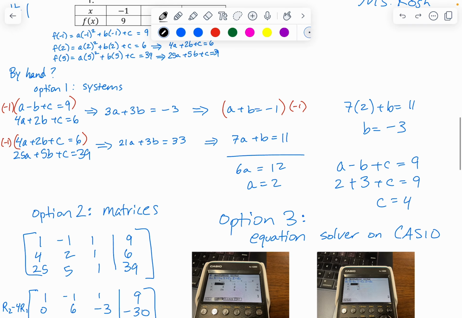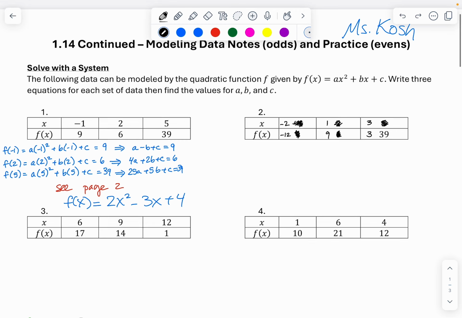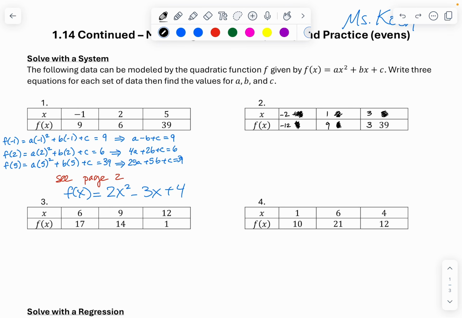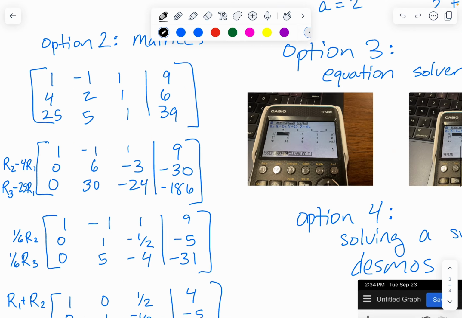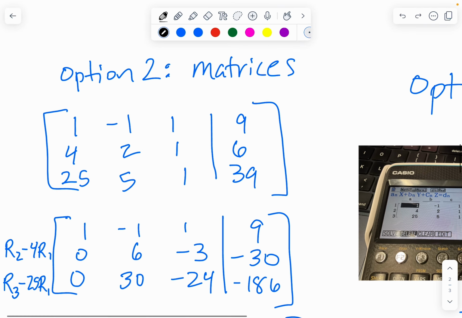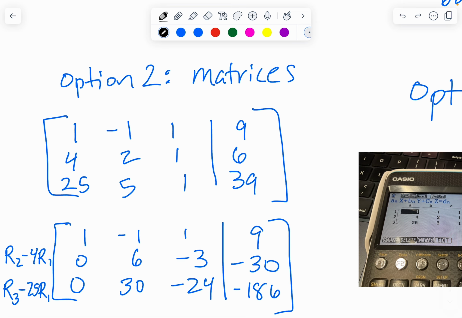This would not be enjoyable for the example 3 and 4 up here because I designed 1 and 2 to be nice, pretty numbers, and I designed 3 and 4 to be ugly numbers. Or I didn't design it at all, and I expect them to be ugly numbers. Okay, the other option was that you can take a matrix and do row operations and manipulate it so that you can find the solution.